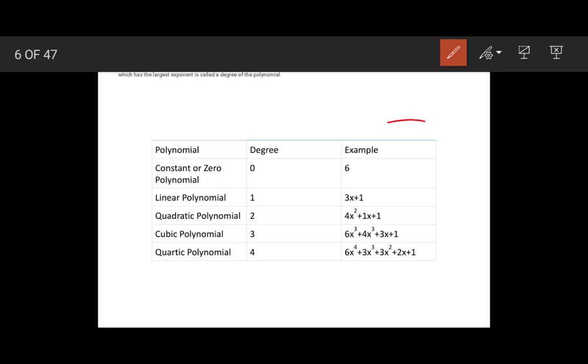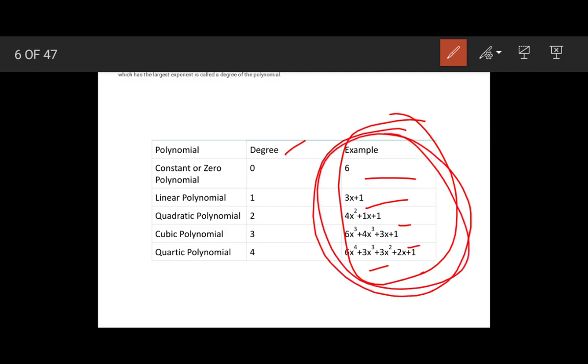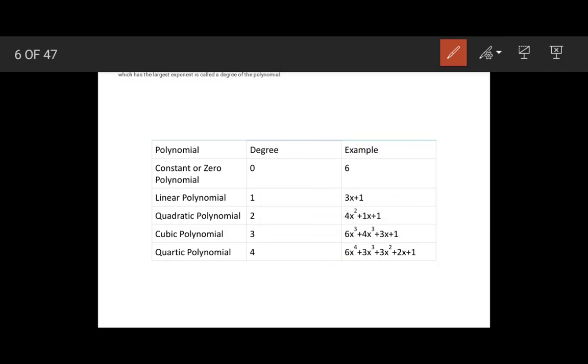As you can see in the example column, all expressions are in a single variable, right? So we can find the degree of a polynomial only in the single variable concept. Now, what is the degree? Degree is the highest exponent of the variable.